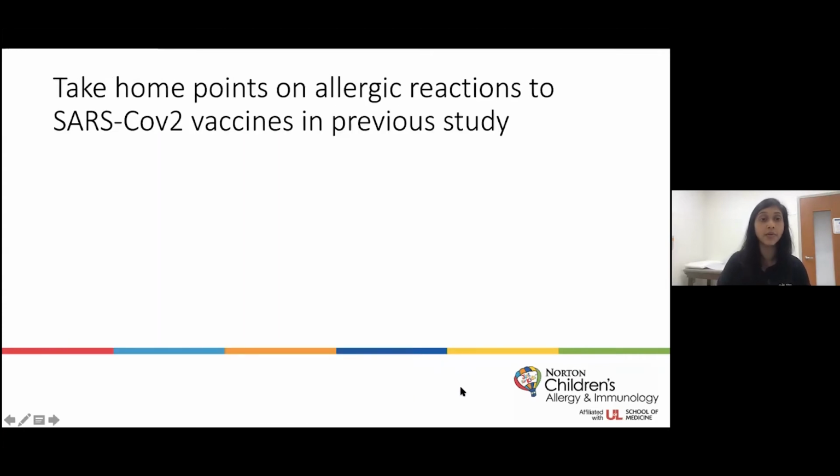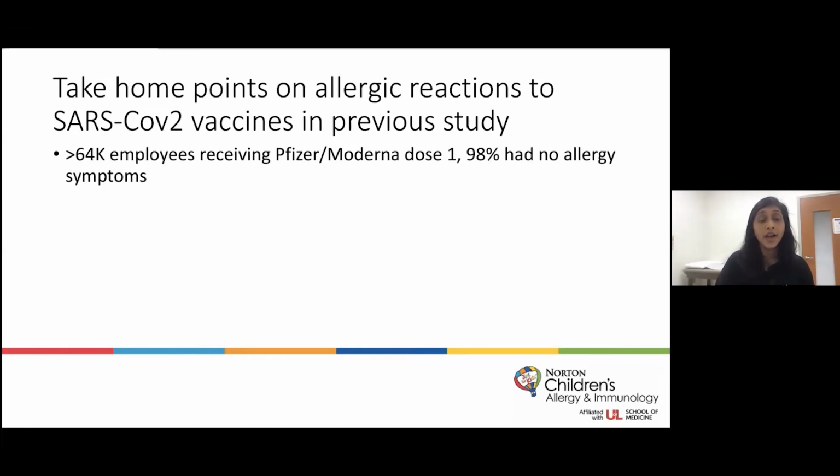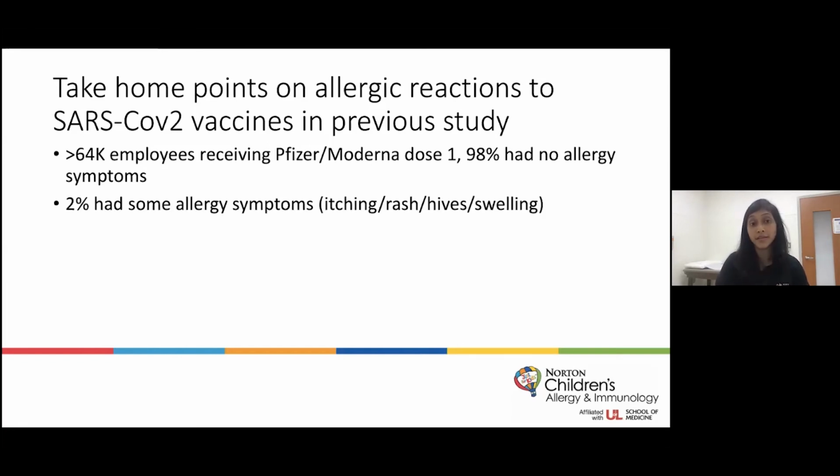So a few take-home points, and this is the study that I always go back to when I try to reassure my atopic patients who will be eligible to get these vaccines in the future pretty soon, at least 12 and above. 64,000 employees received Pfizer and Moderna. And again, that study was done only looking at the first dose because this is when most of the allergic reactions occurred. 98% of them had no symptoms.